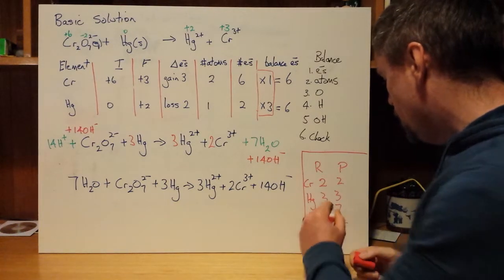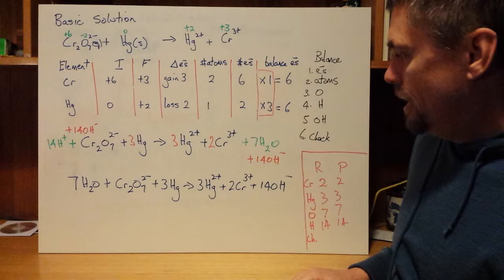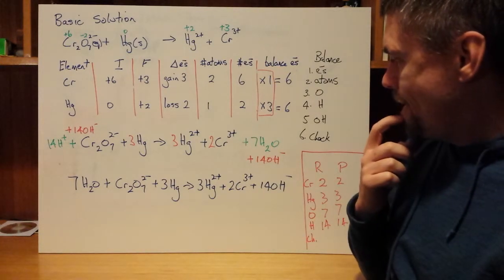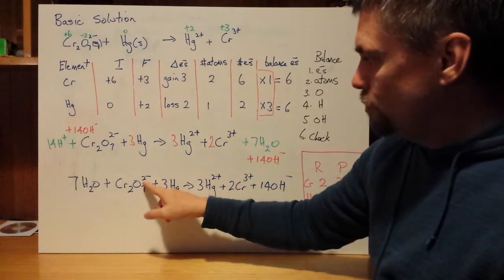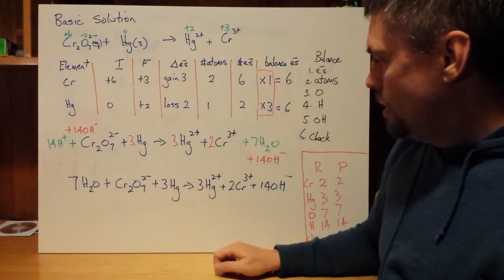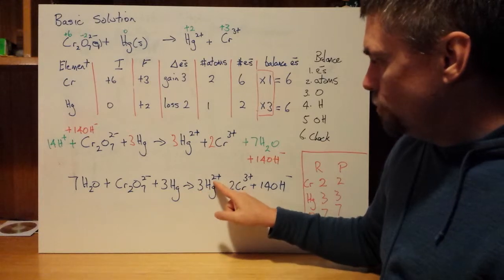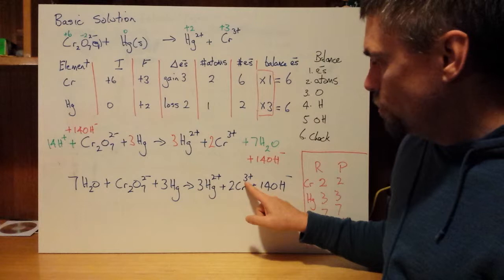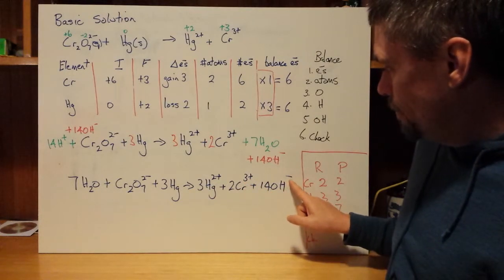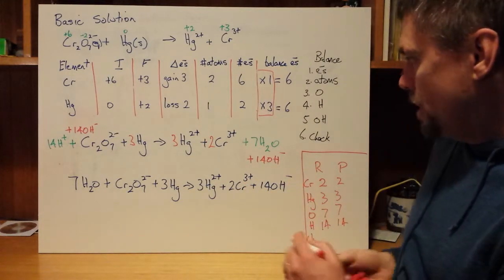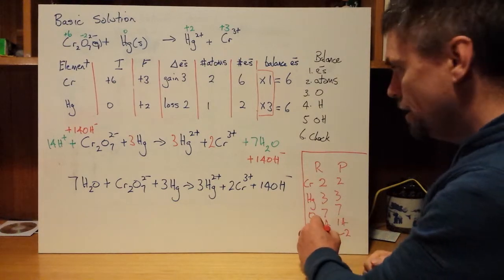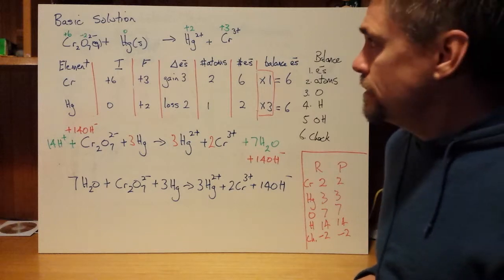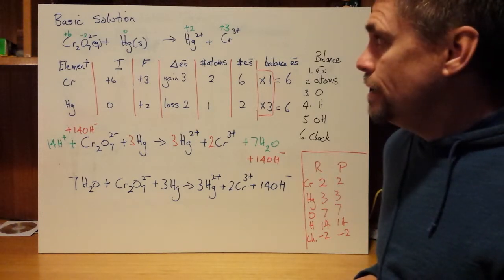And the last thing we need to do is balance for our charge. On the left hand side we have 2 minus in total. On the right hand side we have 3 times 2 plus, which is 6, plus 2 times 3 plus, which is another 6, gives us 12, minus 14 lots of minus 1, gives us minus 2 on the right hand side, which goes with our minus 2 on the left hand side. So that's our balanced redox reaction in a basic solution.